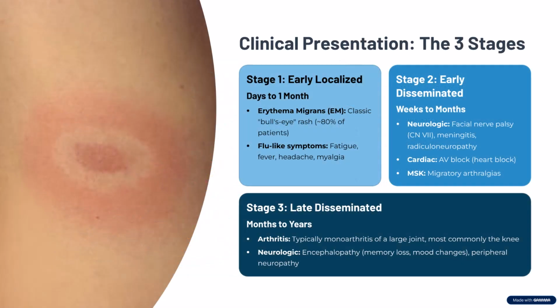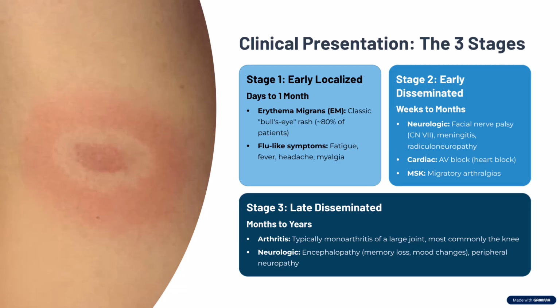The clinical presentation of Lyme is classically divided into 3 stages. It's very important to know these. Stage 1 is early localized disease. This happens days to weeks after the bite. The absolute hallmark here is the skin rash, erythema migrans. This is the famous bullseye rash. It's usually not painful or itchy. Alongside the rash, patients often feel like they have the flu. They're tired, feverish, and achy.